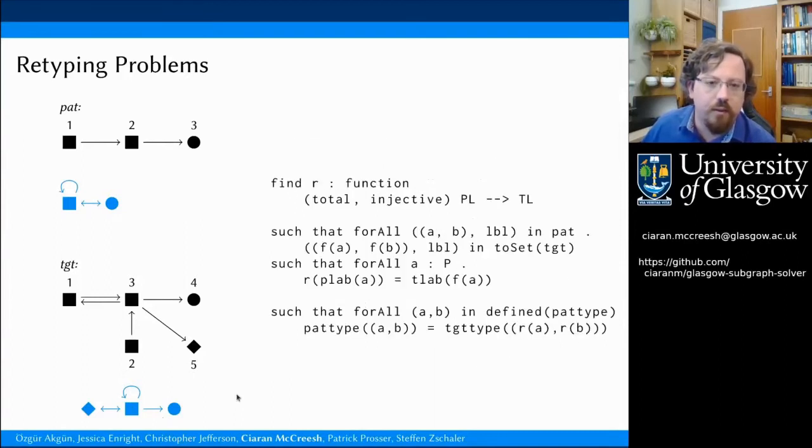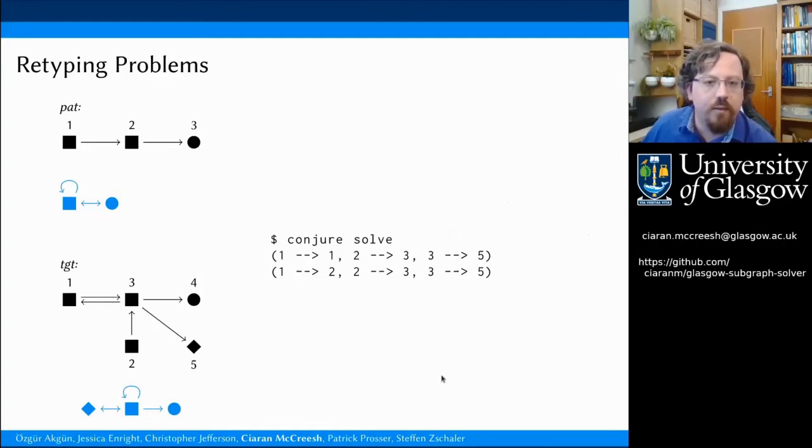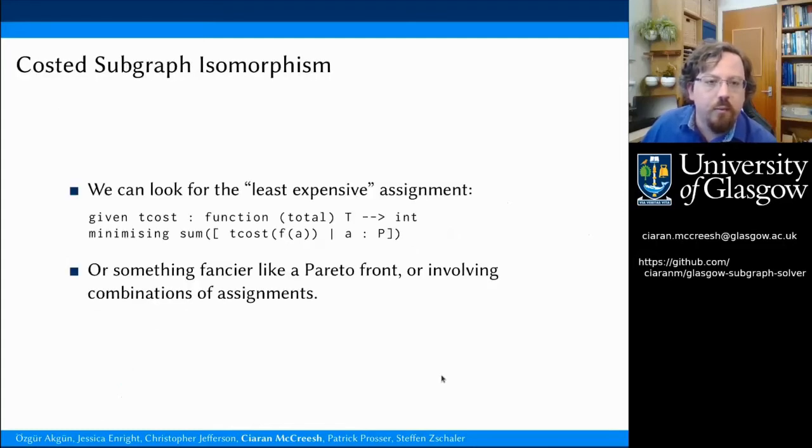Just briefly, I'll go through how we model it. What we're now finding is both a relabeling function as well as a subgraph isomorphism. We go into more detail in this in the paper. Again, we can describe an instance and we can find the solutions. And one other type of problem that occurs commonly in the literature is a costed subgraph isomorphism problem, where we're somehow looking for the least expensive assignment using some arbitrary objective function. It shouldn't be surprising that this is very easy to model in CP.